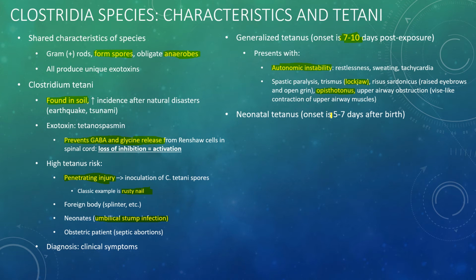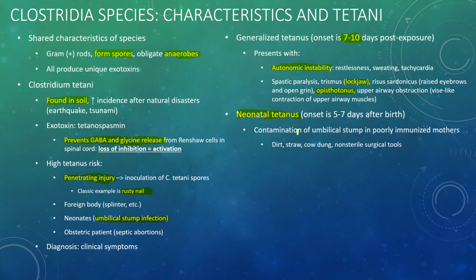So now we have neonatal tetanus. The generalized tetanus we just discussed is usually in adults. We also have neonatal tetanus, which happens in the cases we talked about before, in neonates, about 5 to 7 days after birth. What happens is you get contamination of the umbilical stump in poorly immunized mothers. If mom is not immunized and does some kind of strange treatment of the umbilical stump, that can cause major contamination and tetanus exposure.